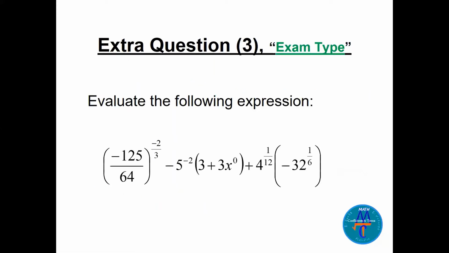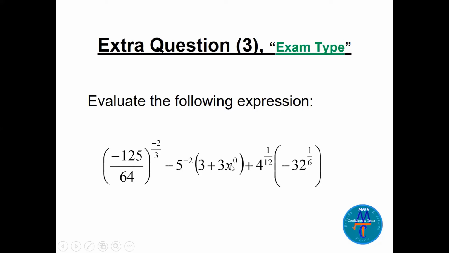There's another extra question number 3, which is an exam type. Very nice question. These are numbers here. You have to go in details. First number, second number. Look here. 3 plus 3x to the power 0. I'm just explaining. So there are 3 numbers here. The first one is a number, minus, this is a number, plus this is a number altogether. And then you subtract and add.